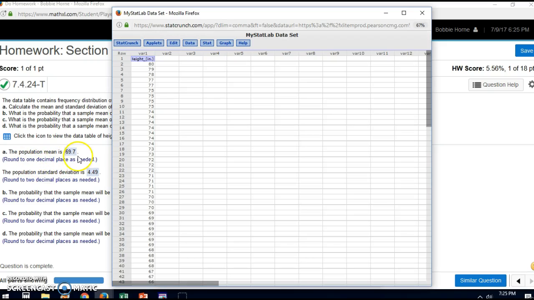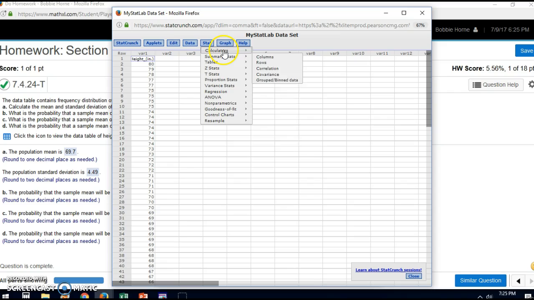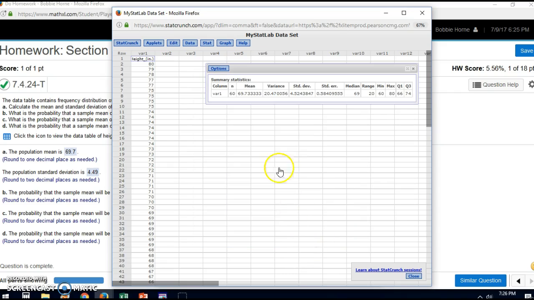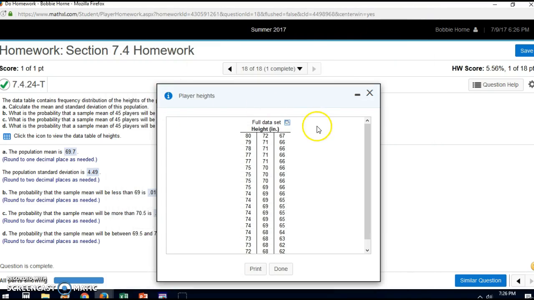But notice that we're wanting the mean to be rounded to 1 decimal place. So we're going to do summary stats, columns, variable 1, compute, and all we're going to get from this is the mean. Notice that the standard deviation is calculated without rounding. They are wanting us to calculate the standard deviation using the mean that we rounded to, which was 69. We're going to round to the 1 decimal place, the tenths place, so our mean is 69.7. Close that out, you won't use it again.